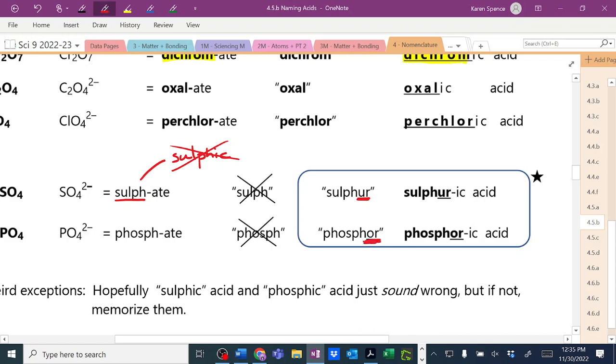And phosphoric. Now, the nice thing is sometimes people are like, is it sulfur or is it phosphor? The U goes with the U. Sulfur needs 2 U's and phosphor needs 2 O's. That might help you remember it. Okay?